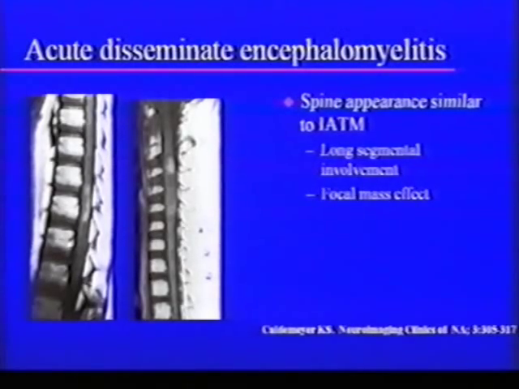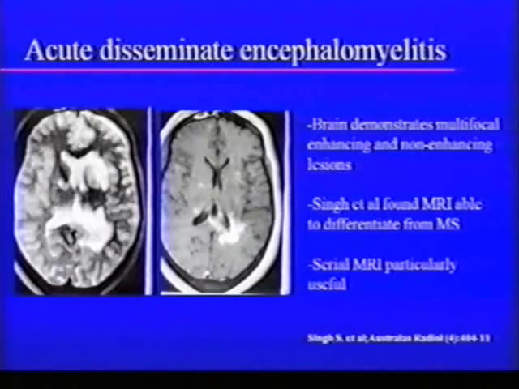But the way that I think you can nicely sort it out is again by looking at the brain, somewhat similar to multiple sclerosis. In multiple sclerosis, you often won't see multiple lesions all enhancing at the same time. With acute disseminated encephalomyelitis, many of the lesions will enhance and some of the lesions won't. On follow-up examination, the lesions will continue to enhance. So when you look at trying to differentiate acute disseminated encephalomyelitis from MS, serial MRs help you.